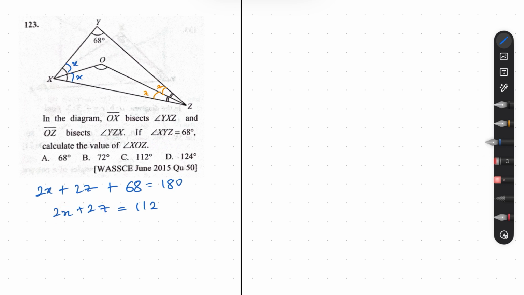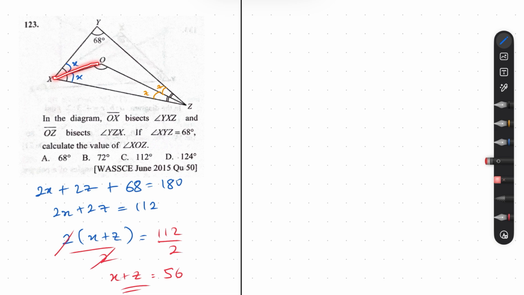When you factor 2 out from here, we have x plus z equal to what? We just divide by 112 over 2. Okay, so these two cancel this 2, so we have x plus z to give us what? 60, no, 56. Okay, all right, now let's deal with this small triangle right here.